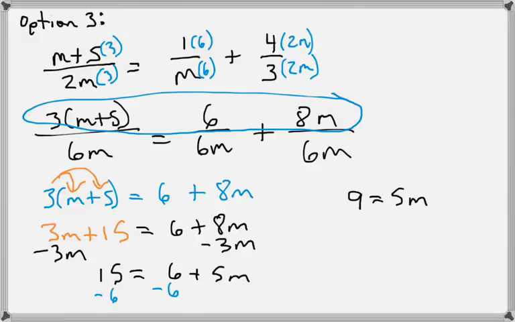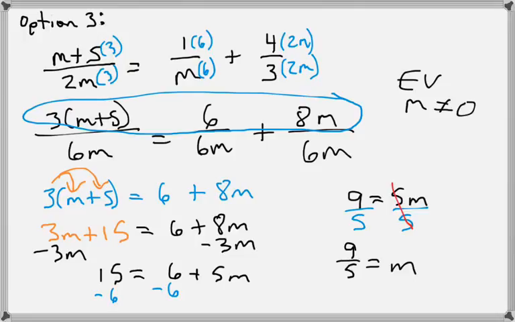Again, I'm still trying to get m by itself, so I'm going to divide both sides by 5. 5 divided by 5 cancels out, it equals 1, so we get 9 over 5 is equal to m. And once again, you would need to check for excluded values at this point. Since we've already done that, we know our excluded value is that m cannot equal 0. That is not one of the answers we got with this method either, so our final answer is right here.